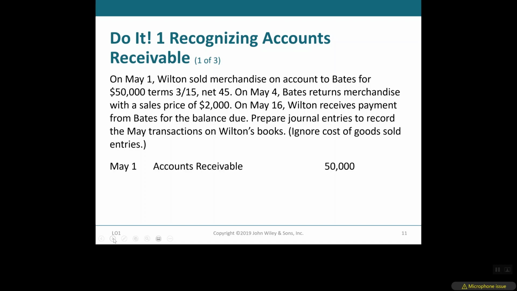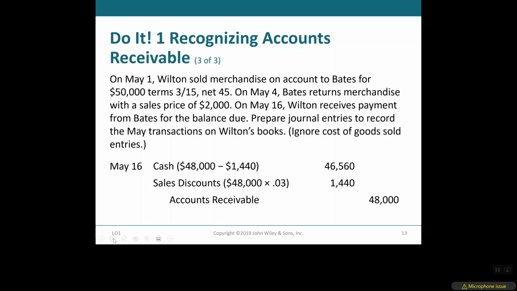So on May 1, we have accounts receivable of 50,000, a debit. An increase in assets is a debit, and a decrease in assets is always a credit. An increase in sales revenue is going to be a credit, 50,000. For May 4, he returned goods, so that's going to be sales returns and allowances, 2,000, and accounts receivable is going to be credited 2,000. On May 16, he paid the amount in full, so he's going to get the discount. The discount is 1,440. We deduct that from the cash to be received, which is 48,000, and that gives us 46,560. Accounts receivable is 48,000, and sales discount is the 1,440.